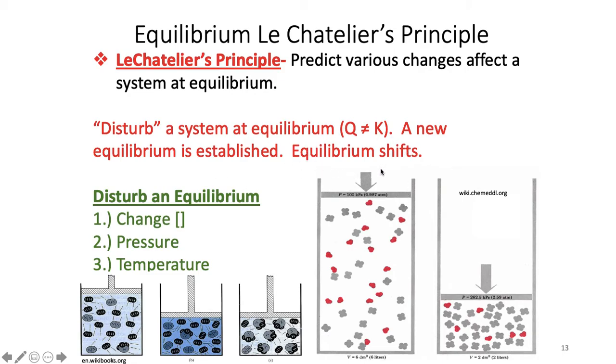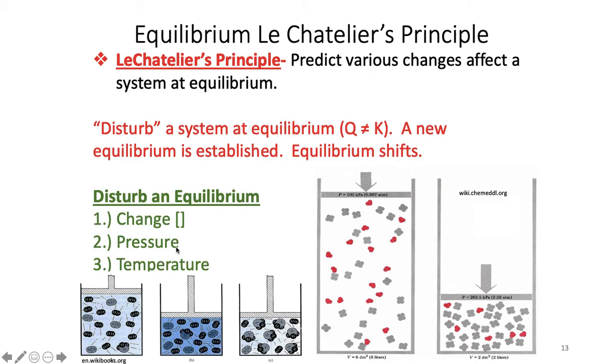Therefore, my equilibrium shifts. How can I disturb a system? There are different ways that I can do that. Remember, square brackets denote concentration. I can change the concentration of either my reactant or my product. I can add more product or remove product. I can add reactant or remove reactant. That will favor one of the rates, the forward rate or the reverse rate, and it will shift until, once again, the forward and the reverse rates are equal to each other.